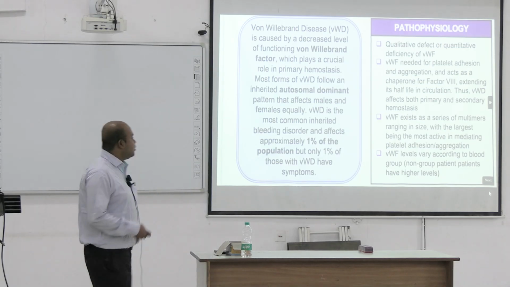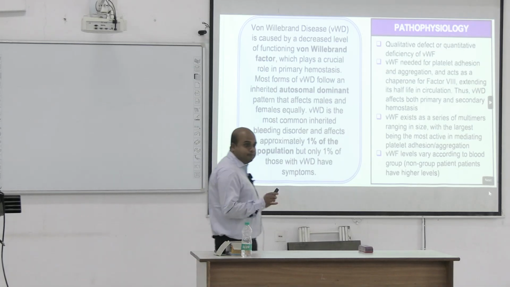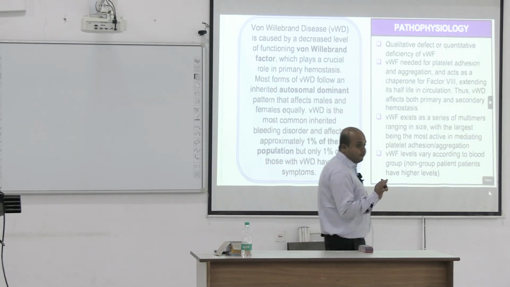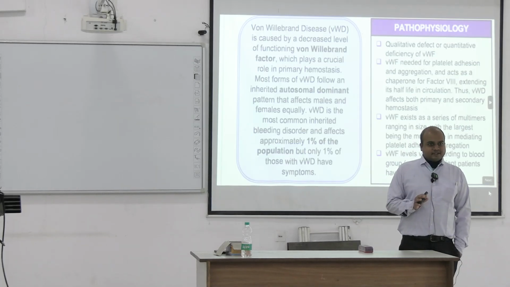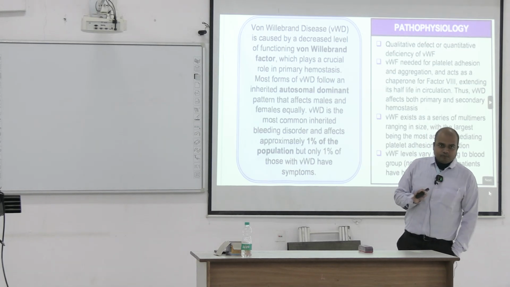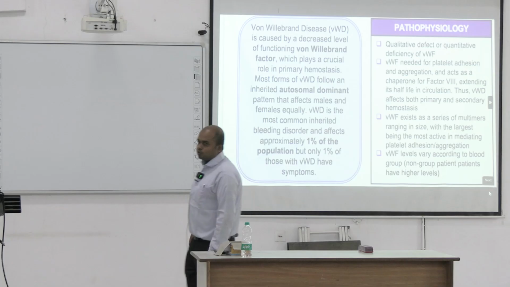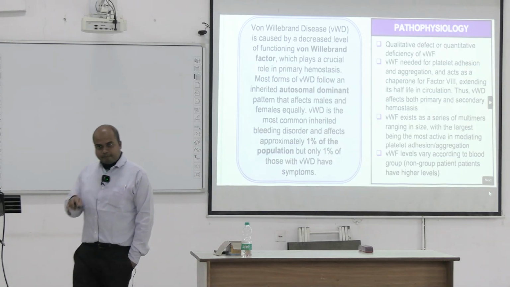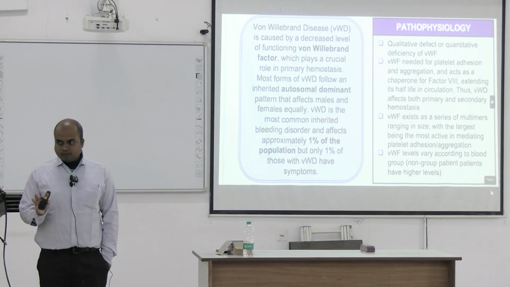So this is the most common inherited disorder, affecting 1% of the population, but fortunately the severity of symptoms is very less in most people. Only a small fraction of those 1% suffer from severe symptoms. That is what has been seen. But affecting 1% of the total population is actually a huge number.